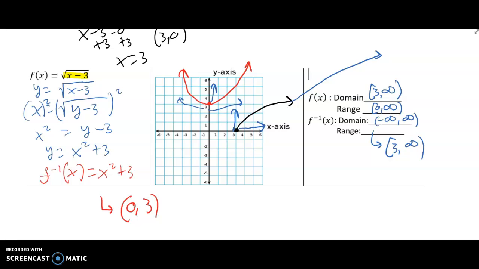Notice how the domain of the original became the range of the inverse.